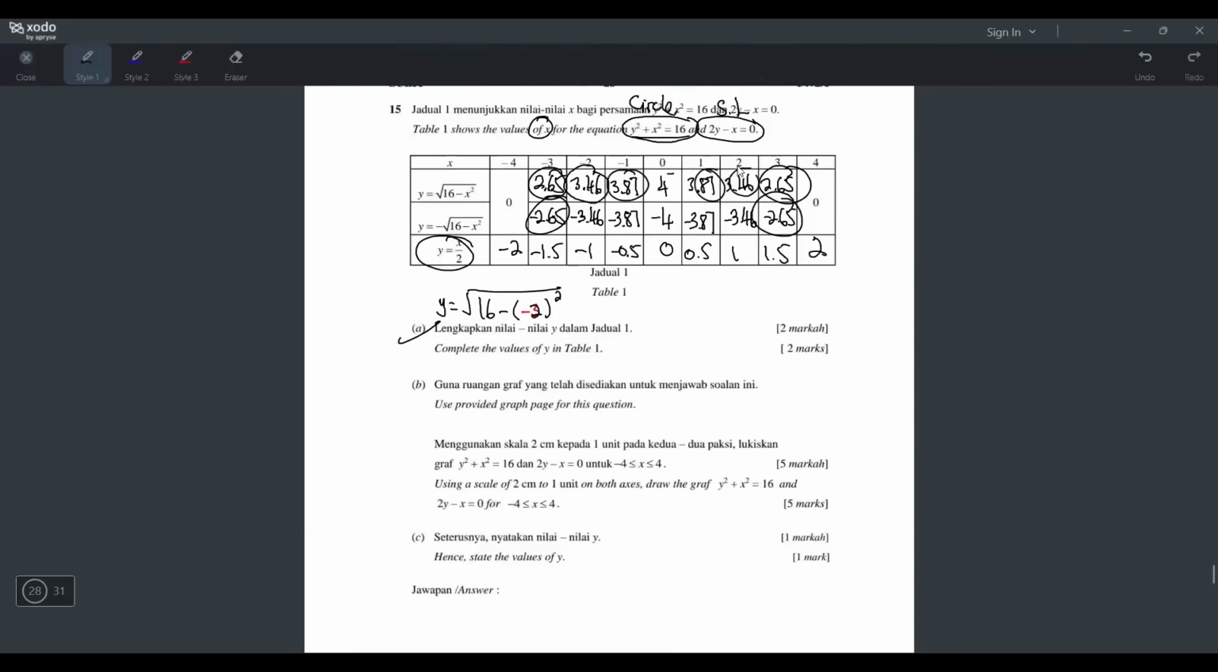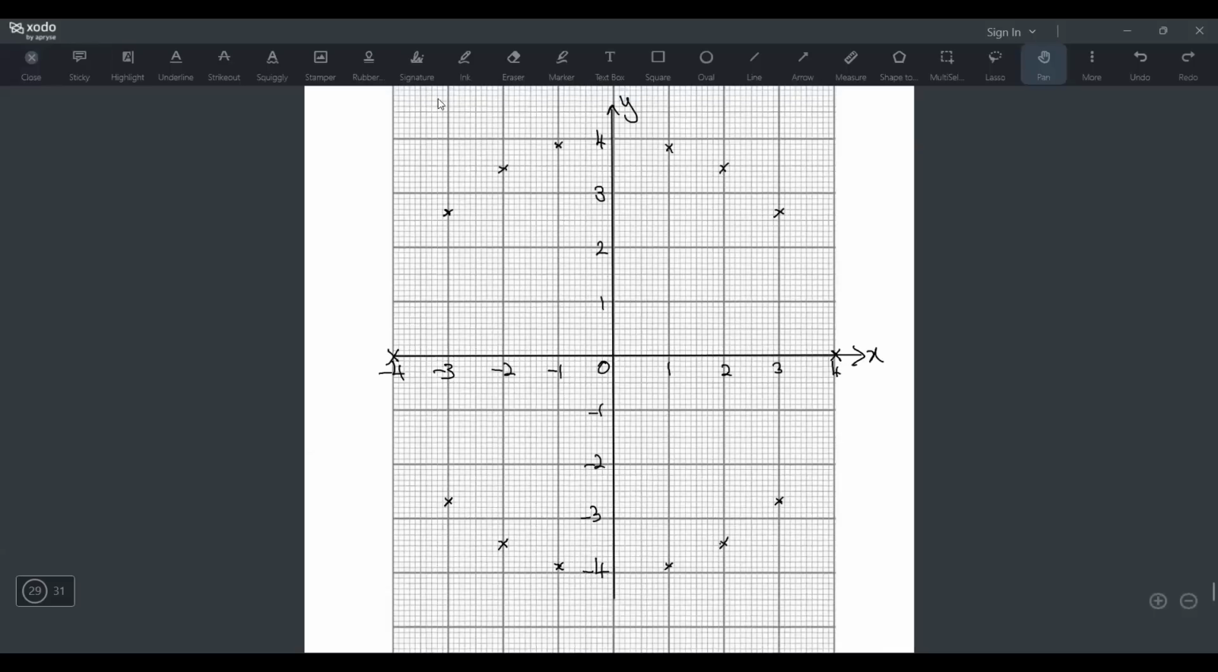This one all done already. The only thing left is this. When x is 0, the y is 4 and negative 4. So y is 0, x is 4 and negative 4. So like this, like this.